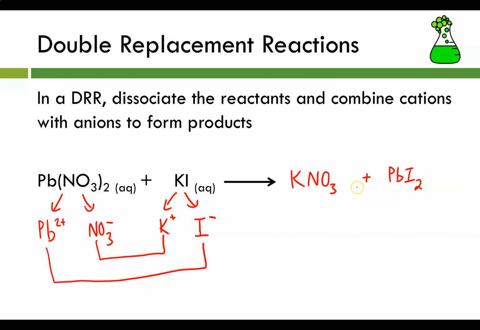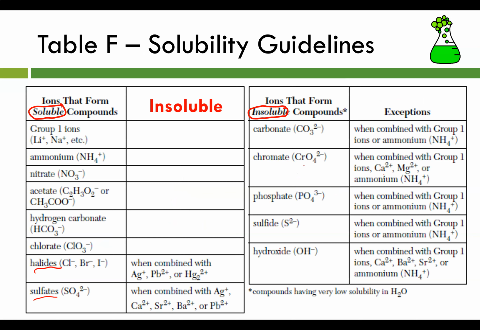Let's get it balanced. I've got 2 iodines, only 1 iodine. Let's put a 2 in front of the KI. All right, now I need 2 potassiums. Okay, 2 potassiums on the product side. I've got 2 nitrates on the product side. Oh, perfect, 2 nitrates on the product side. This is balanced. Last thing I need to do is figure out which of those 2 is going to be the solid. So I'm going to go back to table F real quick. Okay, so I've got KNO3, I'll just write them here, and I've got PbI2.